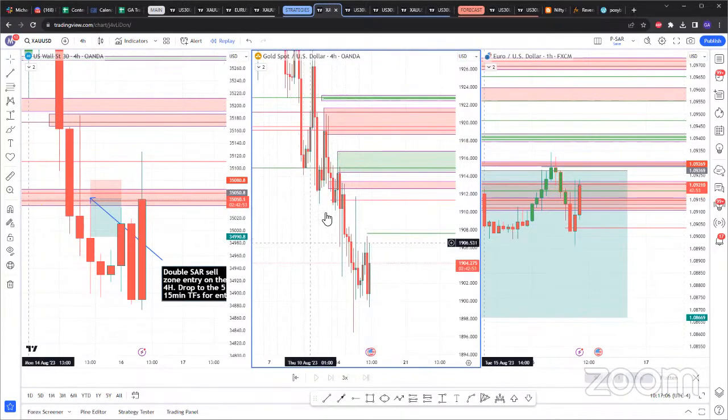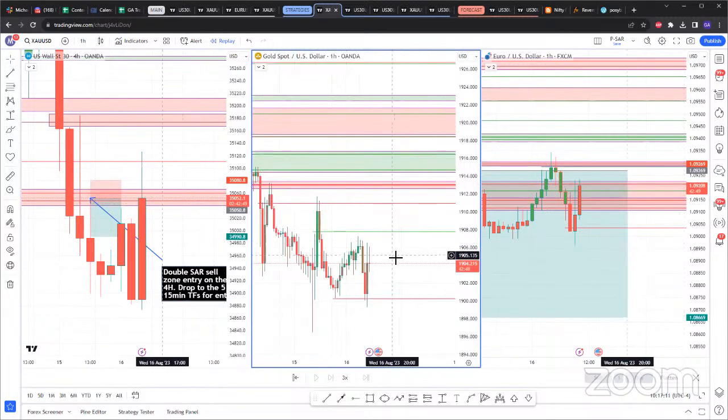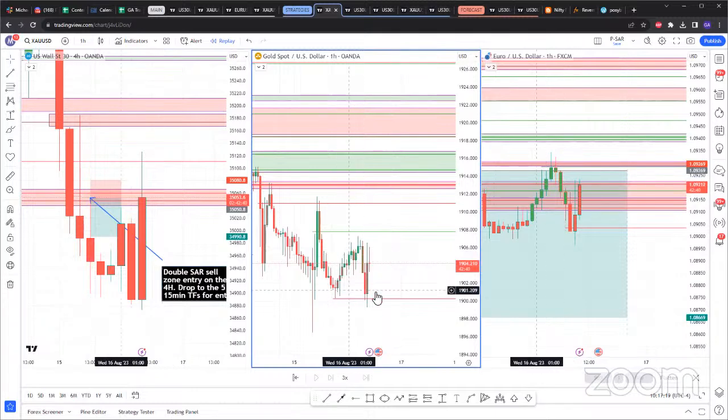So like gold, there's nothing, unless I'm just trying to force something. Because nowadays, I just stick to the 4 hour and 1 hour, identify those zones, and then when price comes to me in those zones, I just enter my trade there.